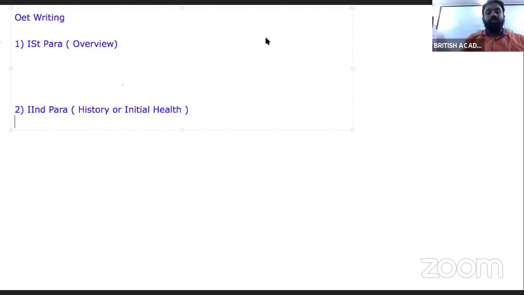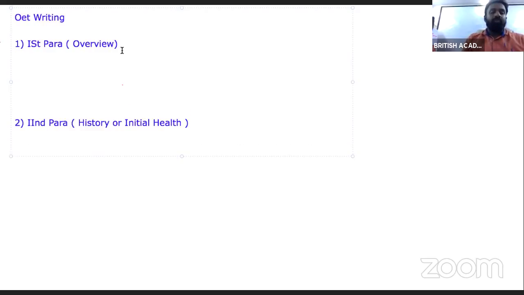Initial health involves, see, many candidates who attempt the OET examinations, I've seen in the first paragraph, try to involve all the associated symptoms, which is not required, guys. Please understand this very clearly. Second paragraph should have all the associated symptoms, but your first paragraph should not have associated symptoms. Now, let me be more clear. Your first paragraph should have five things in it.